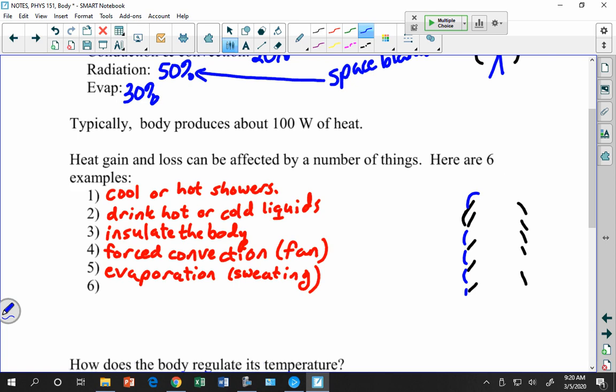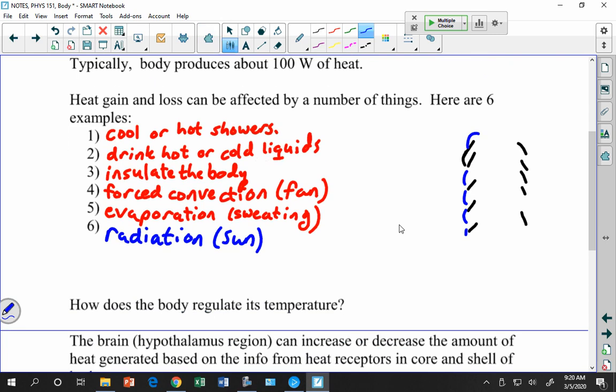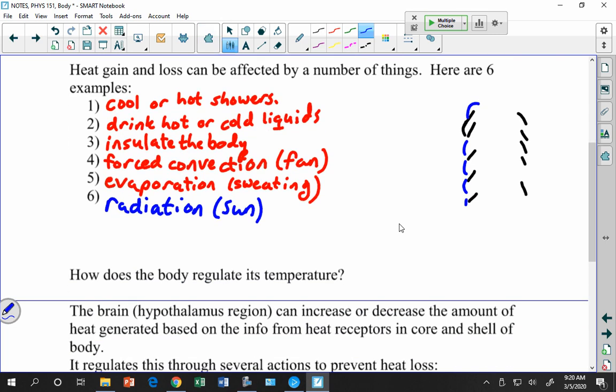Okay, and then finally, heat gain and loss by radiation, for example from the sun. If you want to warm up, you can just go sit out in the sun. Okay, so the body regulates its temperature. Remember, this is called homeostasis.